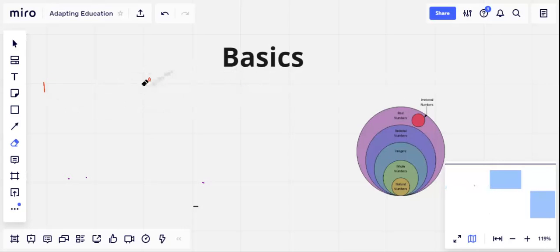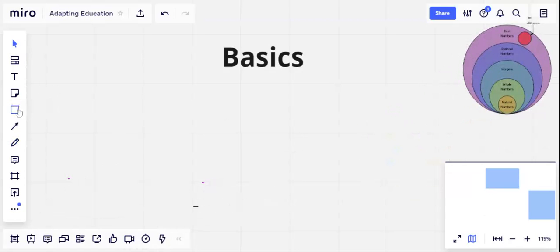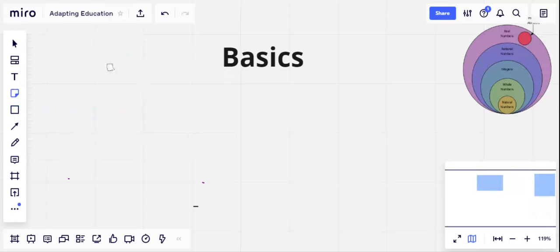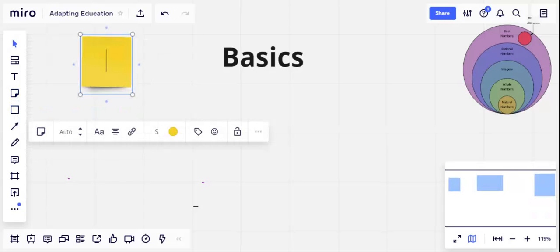Just for your reference, what I'll do is I'll put this image over here. I'll create this sticky note and add it over here, and I'll write what we have discussed so far. We have discussed numbers, we have discussed operations, we have discussed integers in which we discussed positive and negative, right?